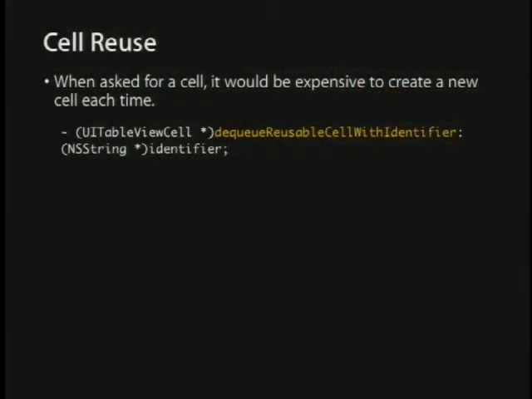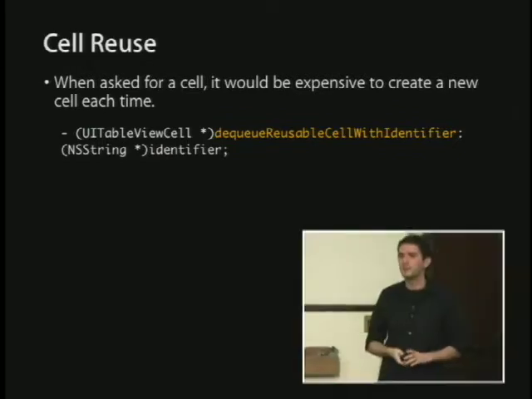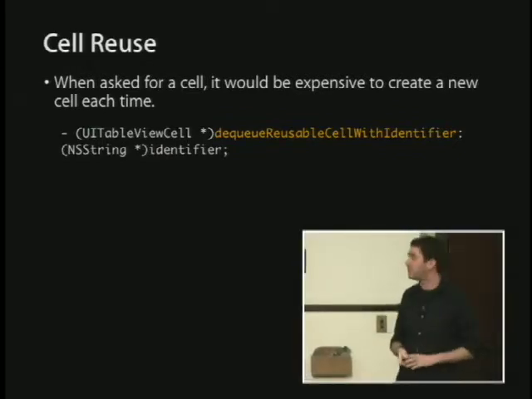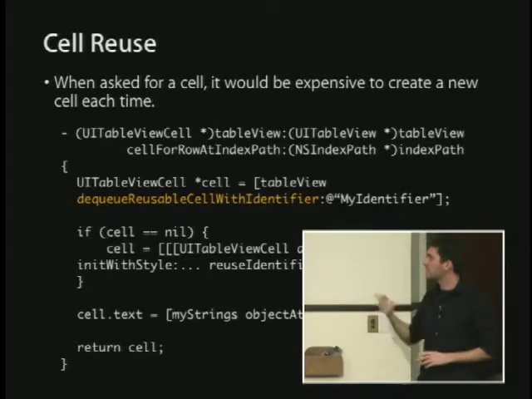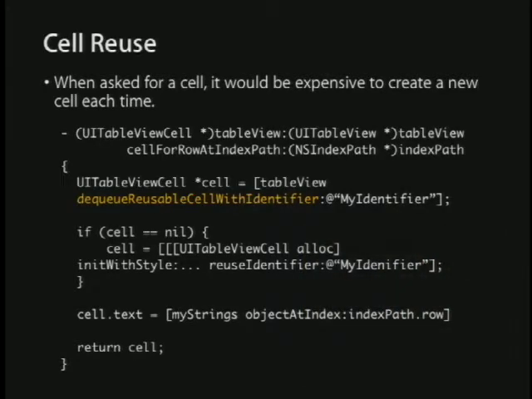We'll be using the dequeueReusableCellWithIdentifier method in order to get one of these reusable cells back. And it's going to look something like this. So our fully filled out tableView:cellForRowAtIndexPath looks more like this. The first thing we need to do is get the table view cell. So we'll ask the table view to dequeue a reusable cell with identifier.